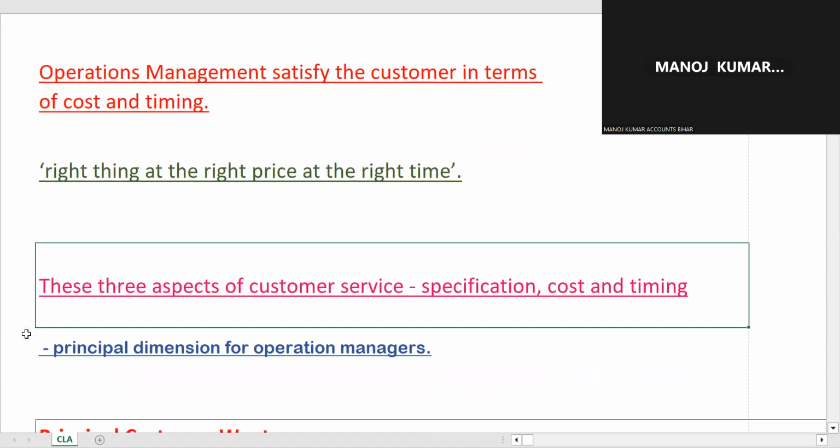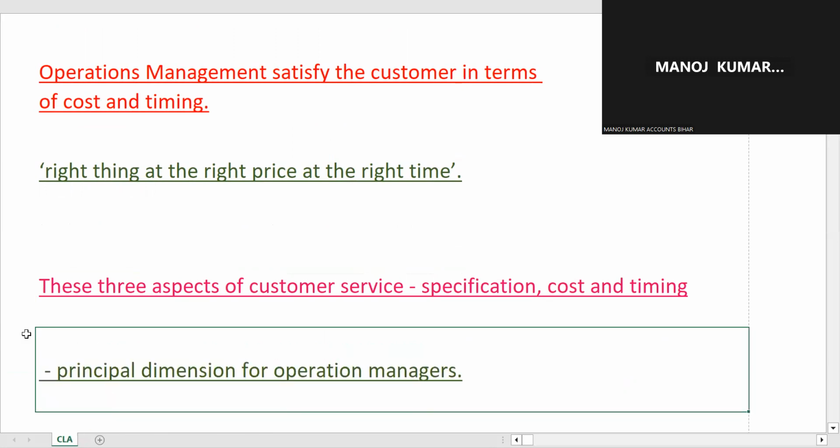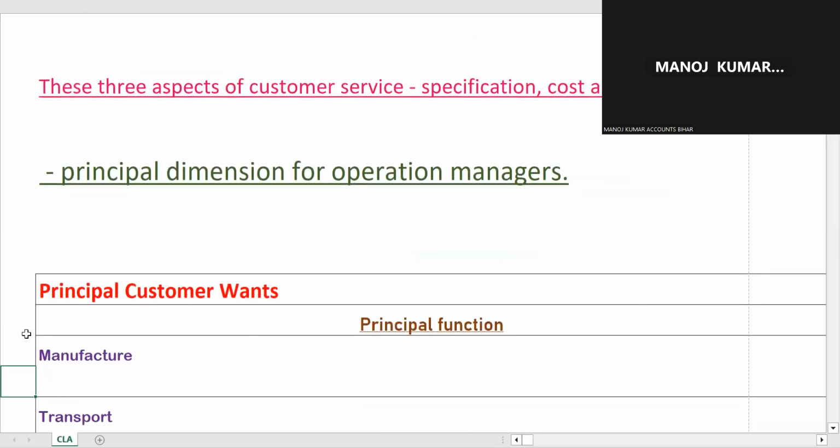Okay, so these three aspects are the principal dimension for operations managers. यानी ऑपरेशंस मैनेजर्स को अगर आपका प्रोसेस सक्सेसफुल बनाना है, ये तीन चीजों पे ध्यान रखना पड़ेगा. Specification, cost and time. You have to keep on adjusting it. Okay, so this is the principal dimension for operations manager: specification, cost and timing. Okay, चलिए then.